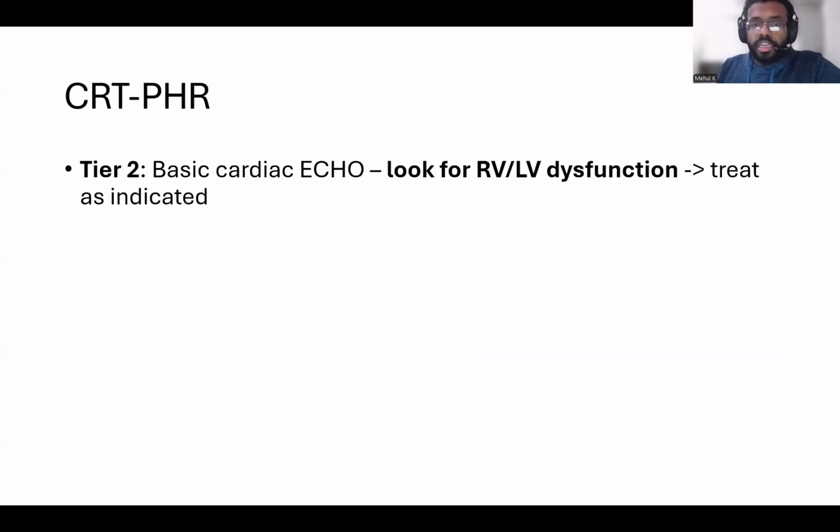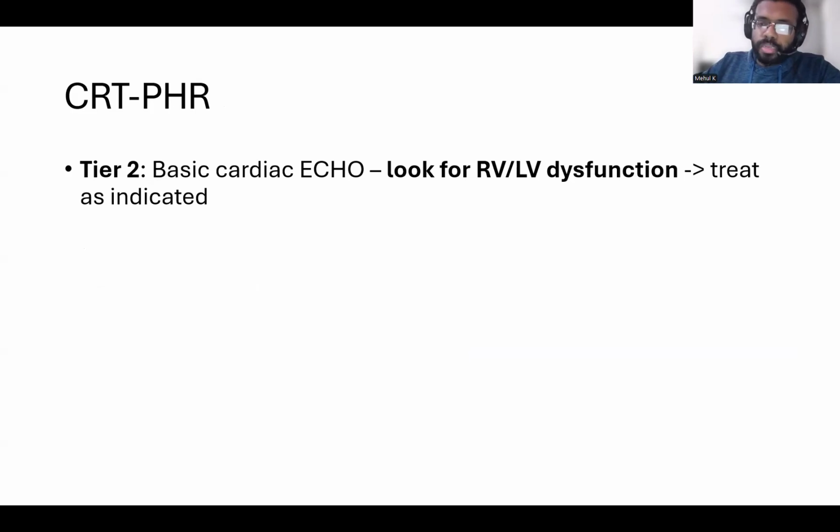Moving on to tier 2. In tier 2, first of all, you look for cardiac dysfunction. Cardiac dysfunction can be RV dysfunction or LV dysfunction, and based on whether they have either of those, you treat as indicated. What they have not done is specify how to treat the condition. That was left to physician discretion.